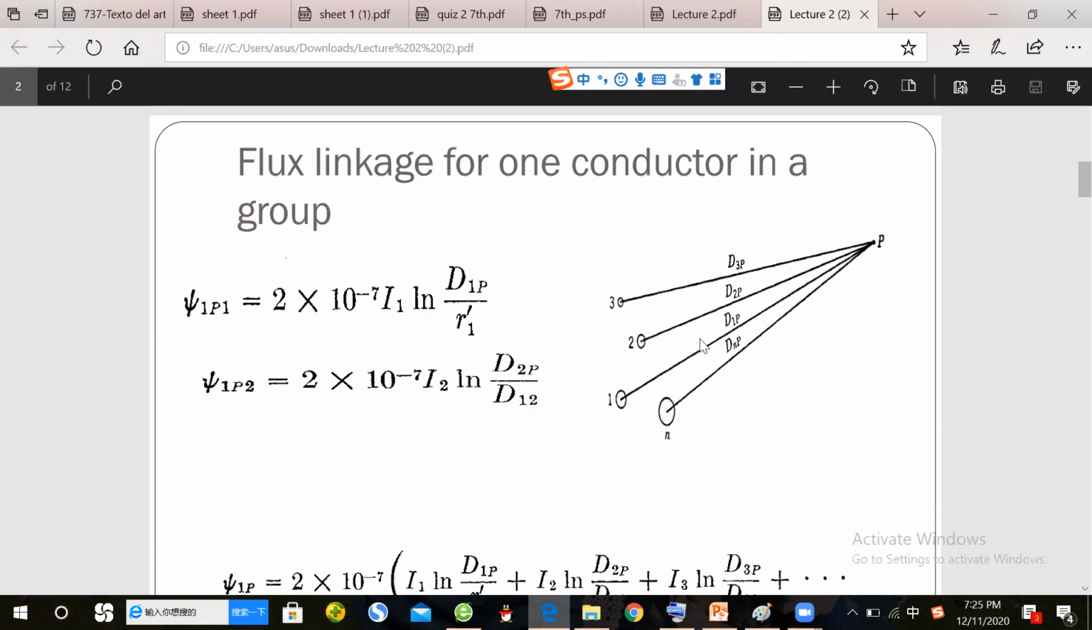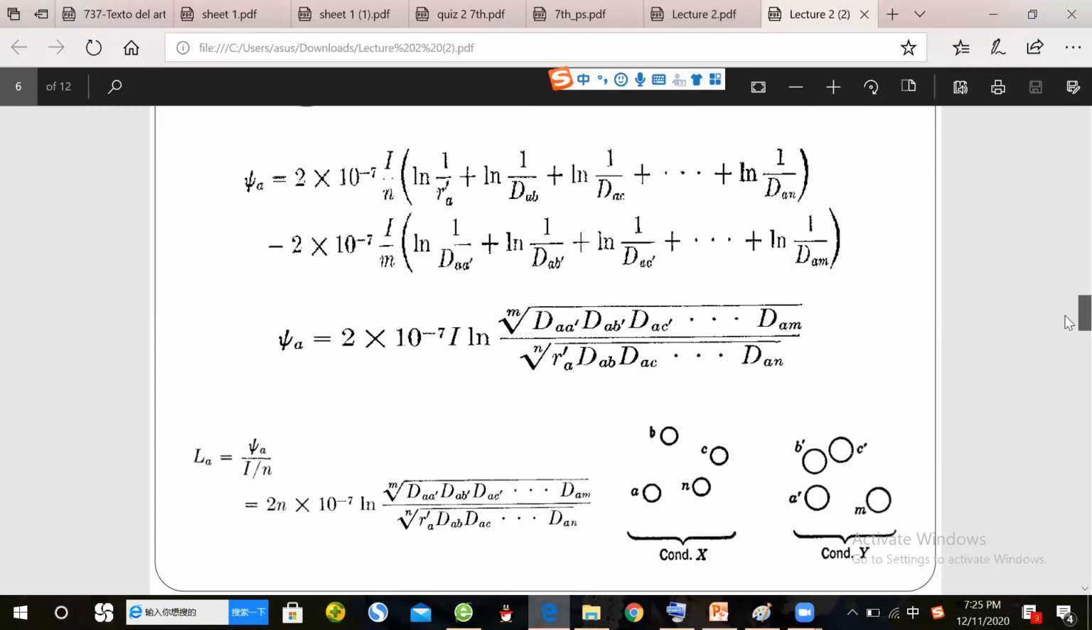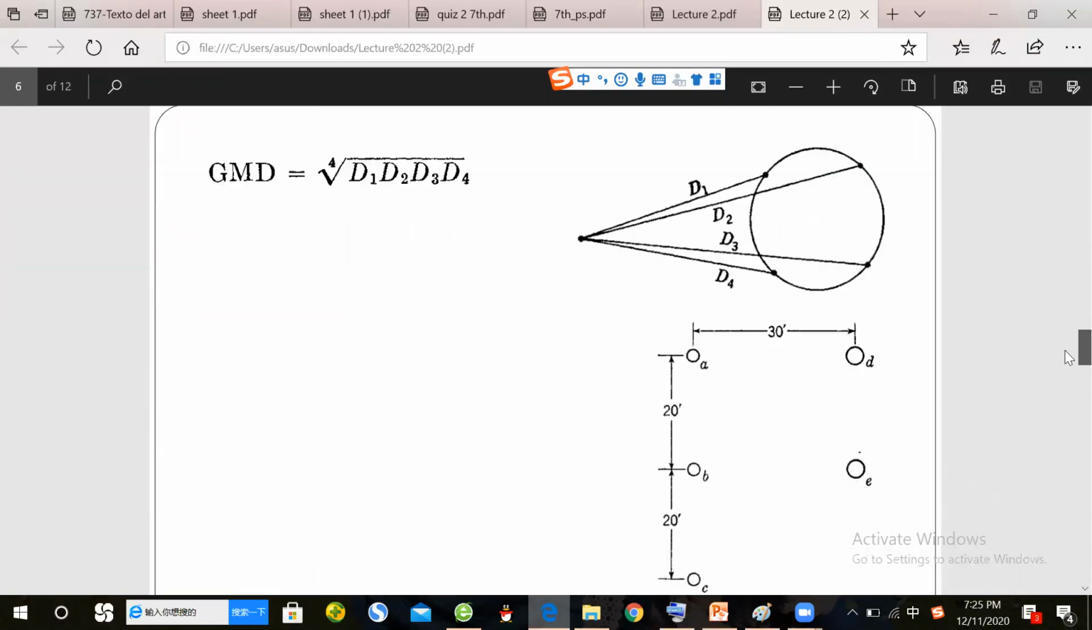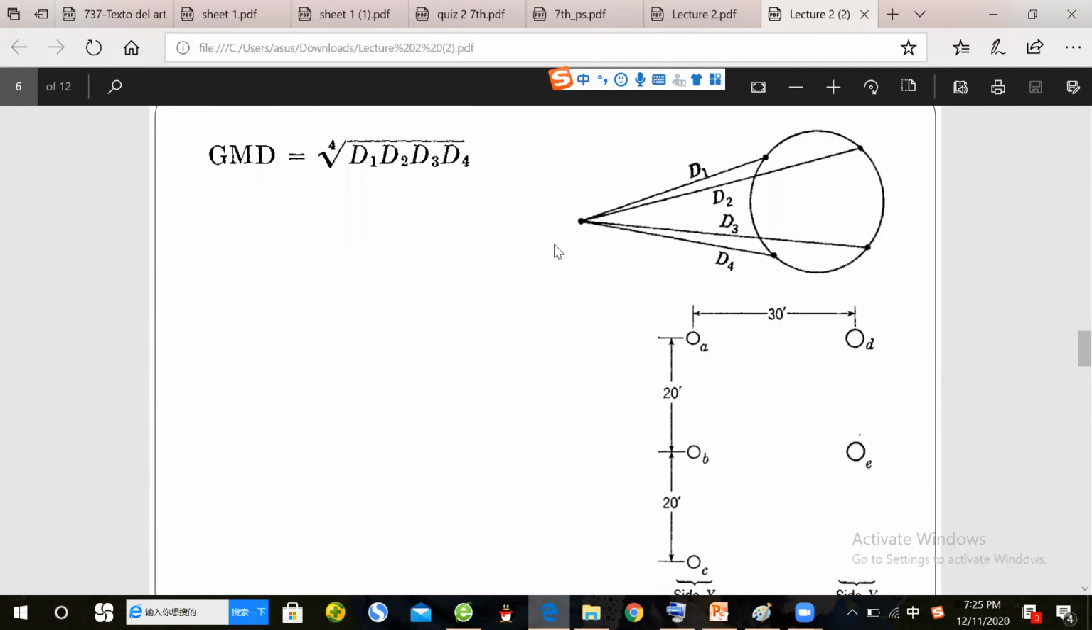Then for different conductors, she explained in a different way. Actually, a difficult way. But here I am just telling you about GMD. Okay. Look, here there are 4 distances raised to the power 1 divided by 4. This problem I will solve for you in the next lecture, but I just want you to know that it is the same as your professor did. D1 D2 D3 D4, 4 distances raised to the power 1 divided by 4.